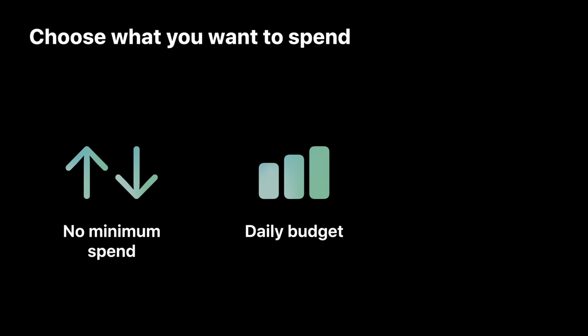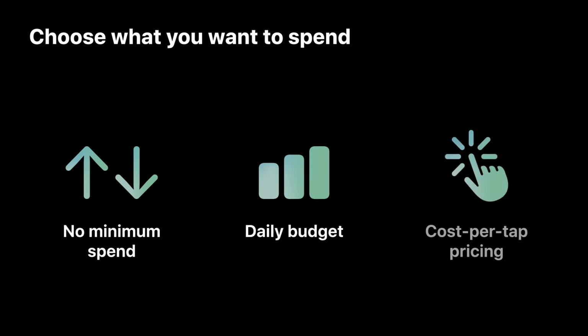You'll add a daily budget, which is the average amount you want to spend each day. The daily budget is optimized for days where there are more opportunities to get downloads, and you can change it at any time. You can also add an optional start and end date for your campaigns, where you'll also set a max cost per tap bid.